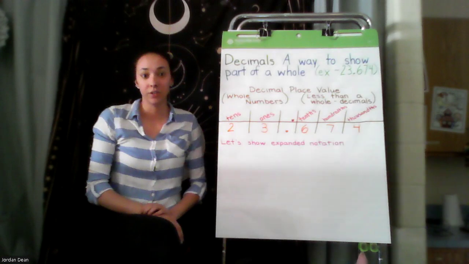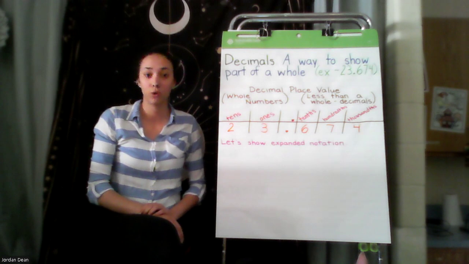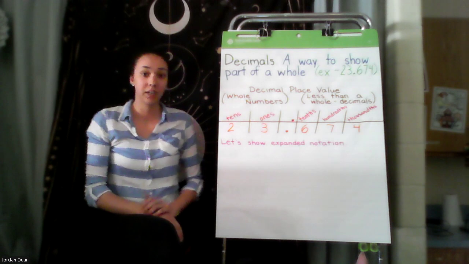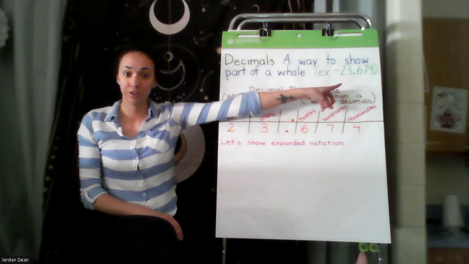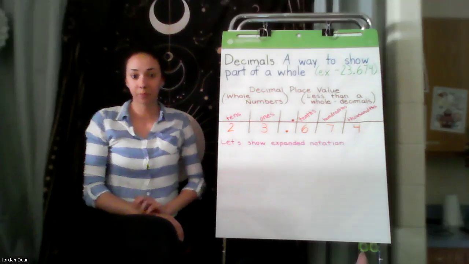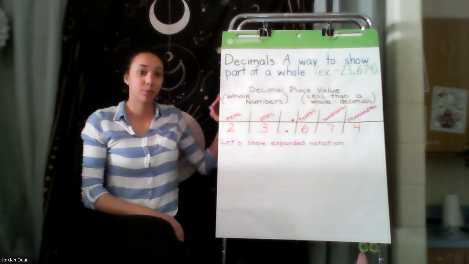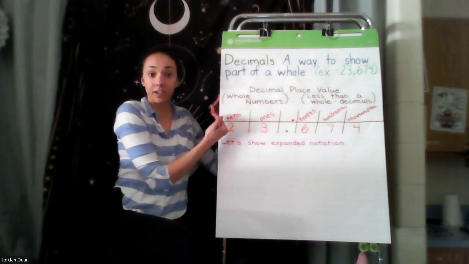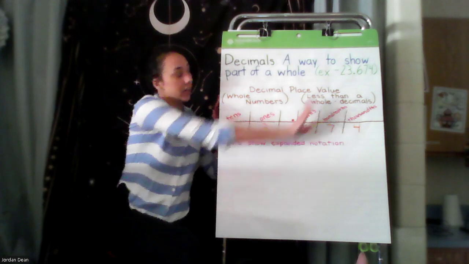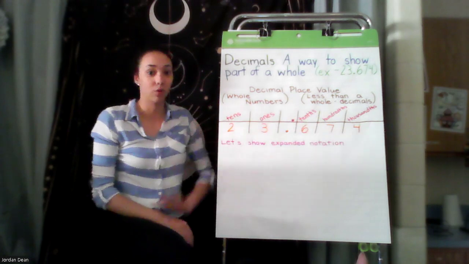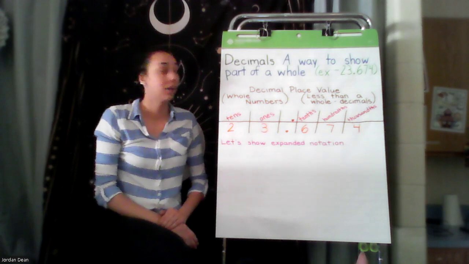The first thing we're going to do is define decimals. So decimals are a way of showing part of a whole number. An example would be 23 and 674 thousandths. Below, I have a decimal place value chart. We see that everything to the left of our decimal is a whole number, and everything to the right is less than a whole, or our decimals.